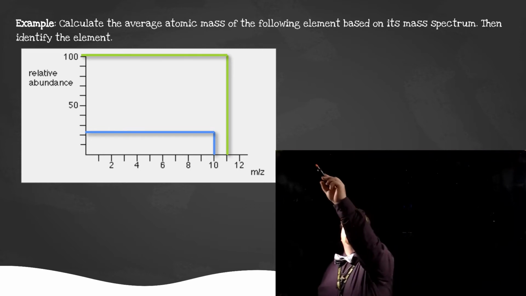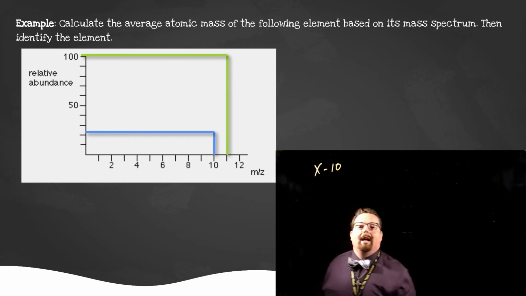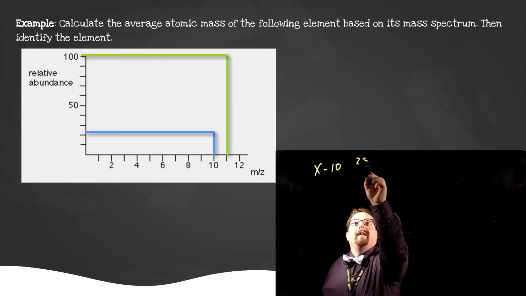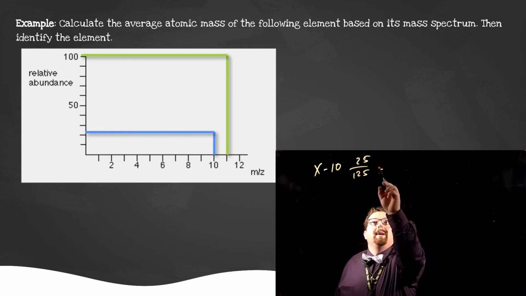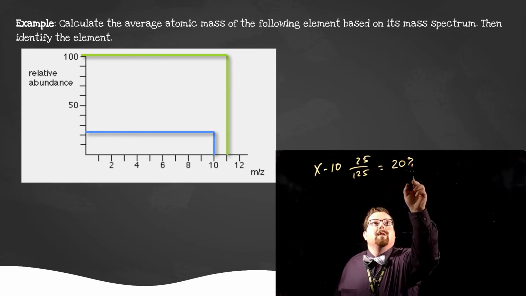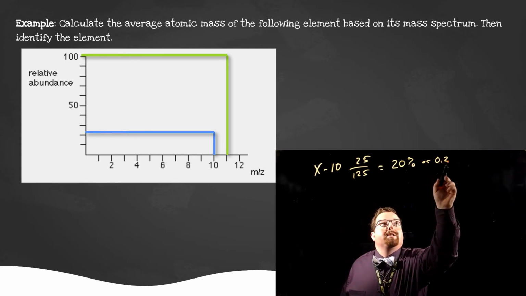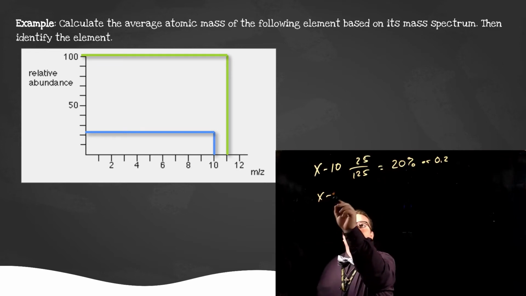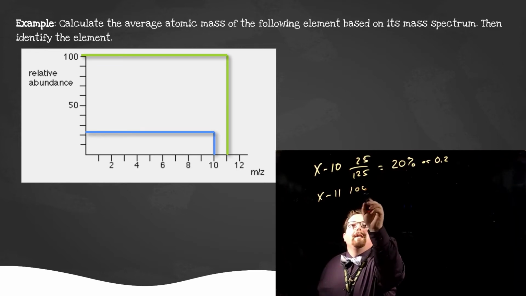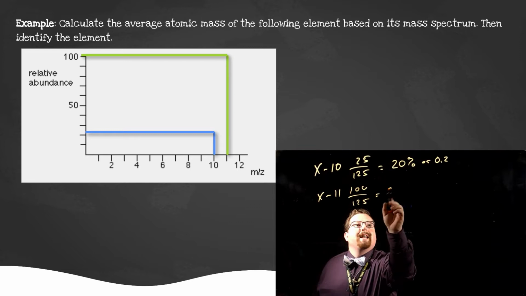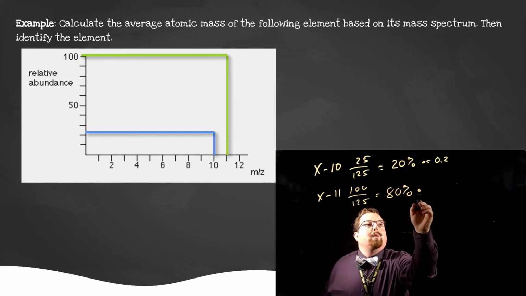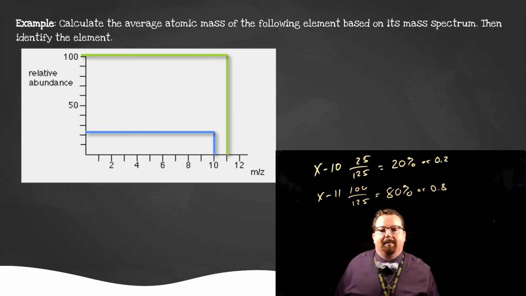So if the isotope that weighs 10 has 25 out of a total of 125 atoms, that's a percent abundance of 20%, or 0.2. Isotope 11 is 100 out of 125, which is 80%, or about 0.8.